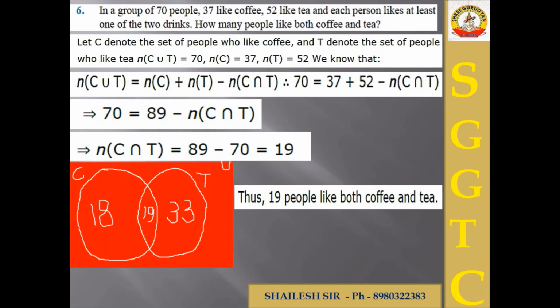But students, you must draw the Venn diagram for this type of numerical word problem. Here I am explaining only the word problem related to union and intersection property.